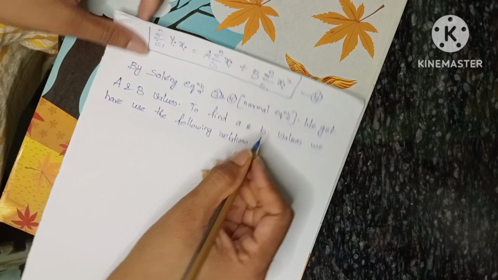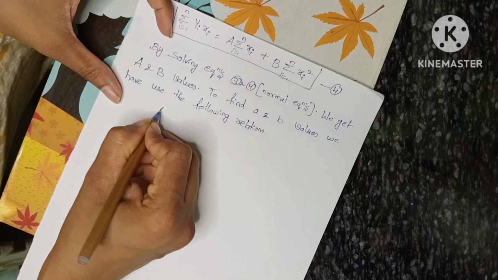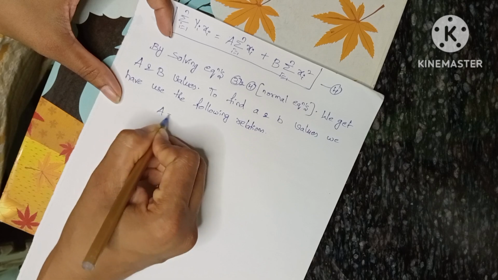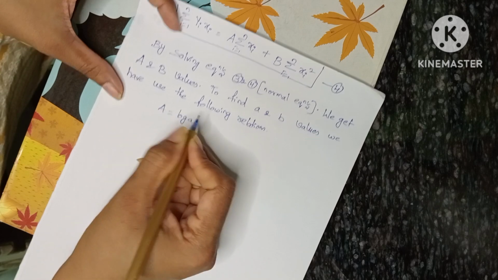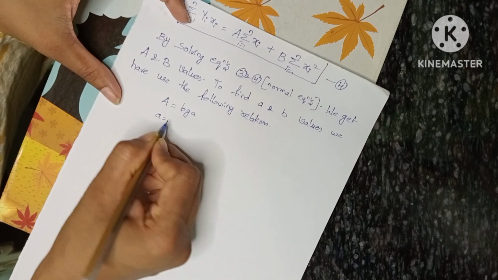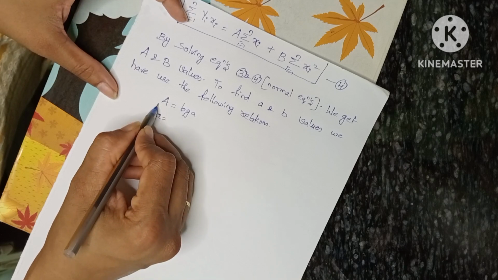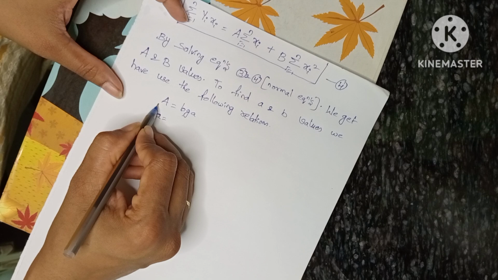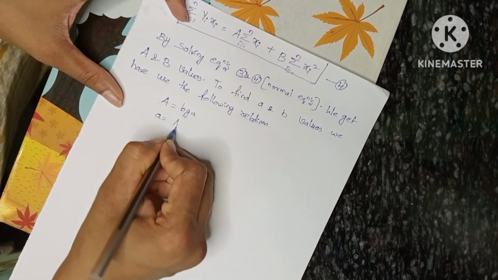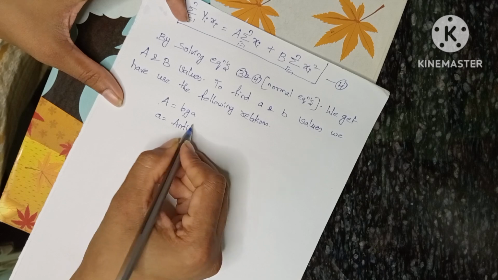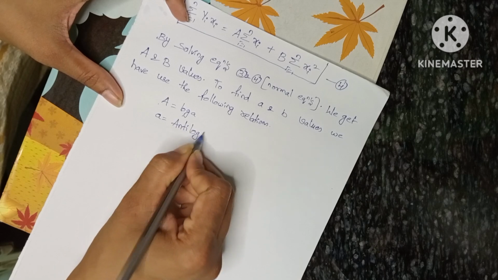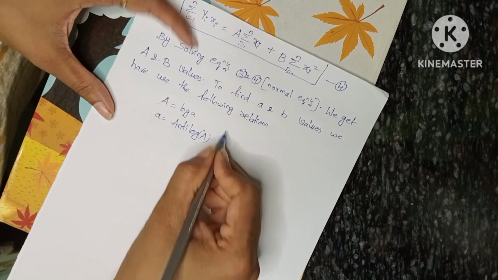That is nothing but capital A equals log a, no? So now we want small a. So small a equals, so log from RHS to LHS we are going to transfer. Log is nothing but it turns to anti-log when it transfers. Anti-log of capital A. Okay.